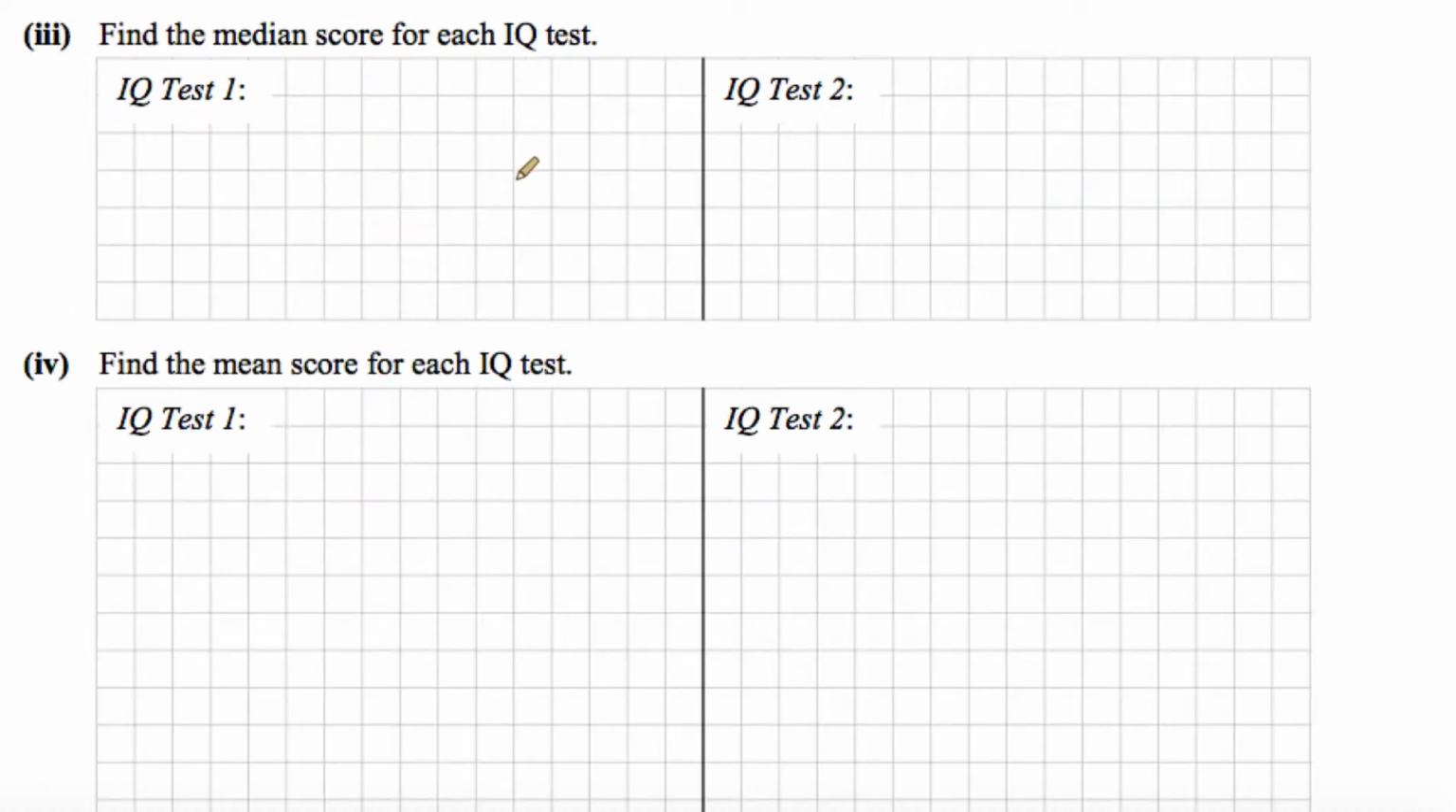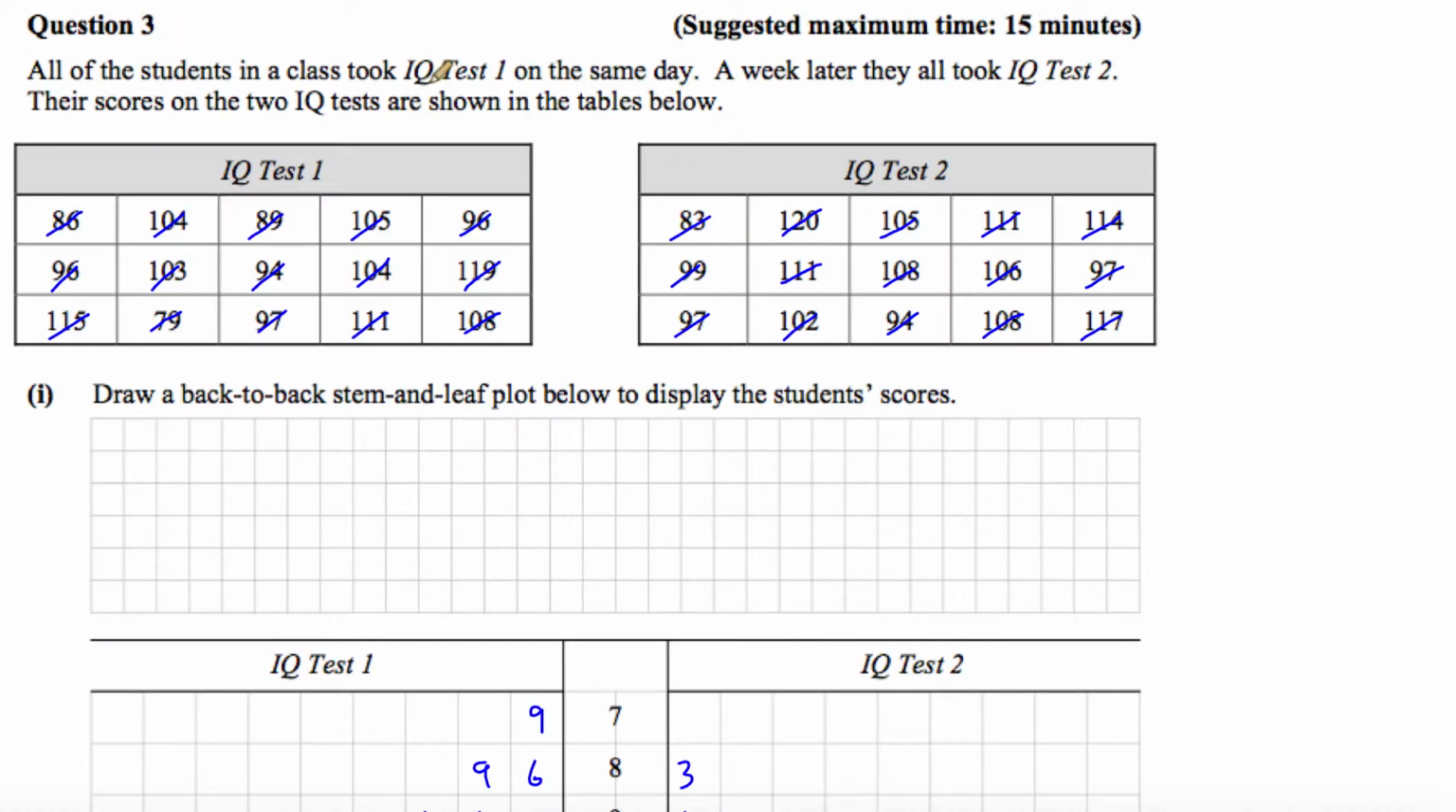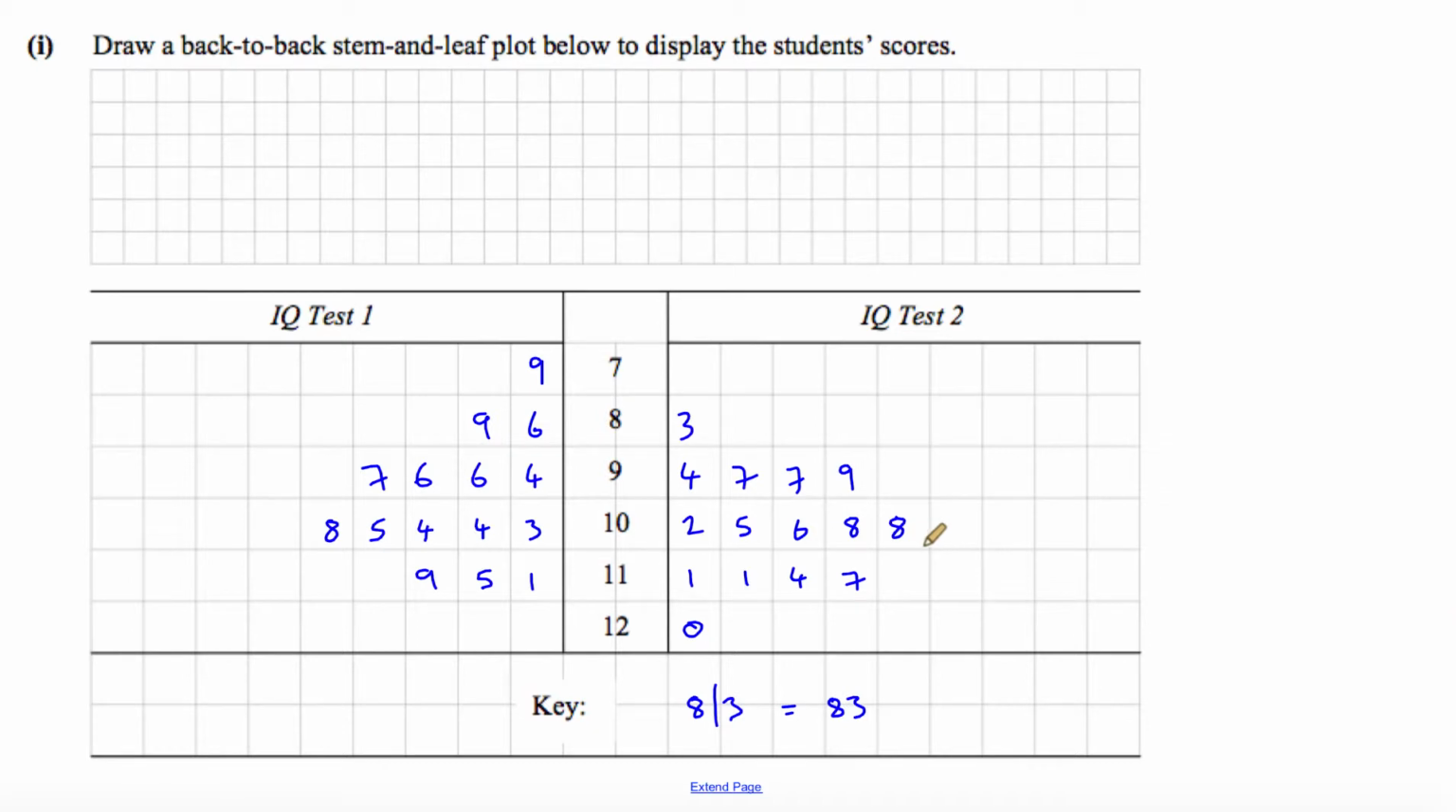Part 3 says find the median score for each IQ test. Okay, the median will be the middle number when the scores are ordered. So because the stem and leaf diagram is ordered already, what I can do now is start crossing off. Starting with the biggest, I'm going to cross off the biggest, then the smallest, alternating biggest, smallest, biggest, smallest, and so on.